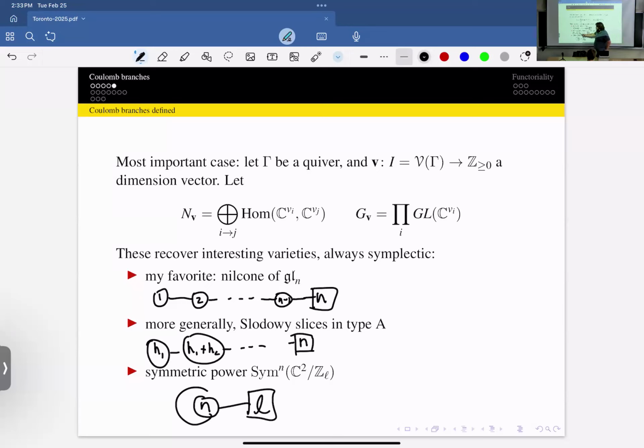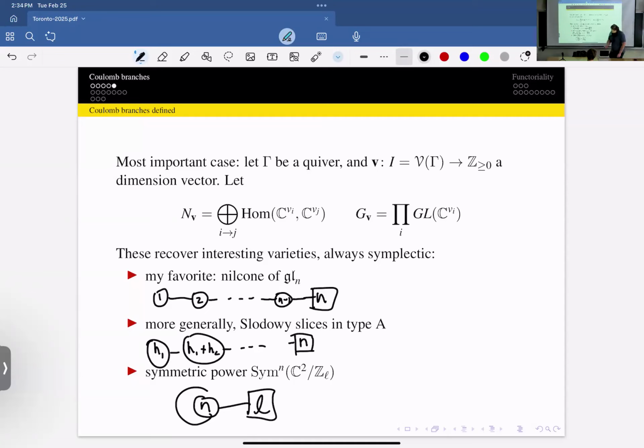But you can come up with more interesting things, like Slodowy slices in type A. This is the quiver that would give you T star of a partial flag variety for GL_N, or maybe a better way to say this would be a smaller nilpotent orbit of GL_N. As the Higgs branch, you instead get a Slodowy slice as the Coulomb branch. And you can also get these symmetric powers of C^2 modulo a cyclic group.